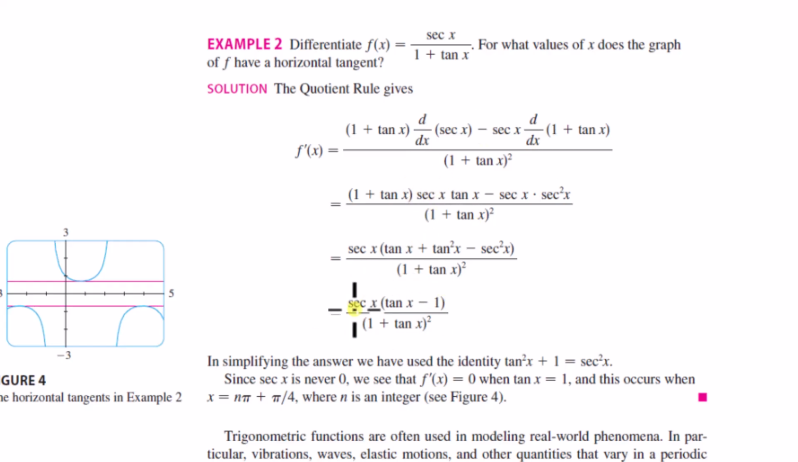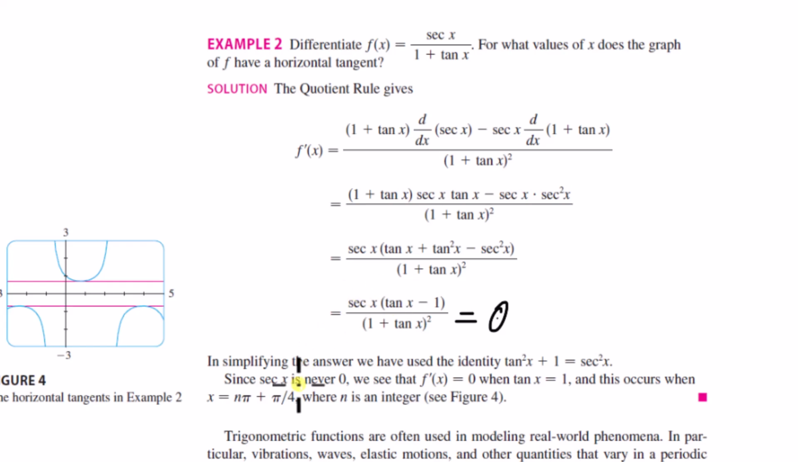Now, where does the graph of the original function have horizontal tangents? Well, it's just for what values of x does the derivative equal 0? That's anywhere the numerator equals 0, as long as at that same input spot the denominator doesn't also equal 0. And so you've got these two factors. Where does secant x equal 0? And where does tangent x minus 1 equal 0? Where does tangent x equal 1?